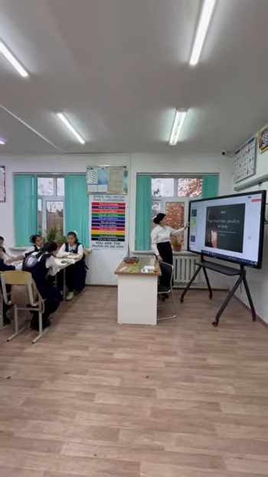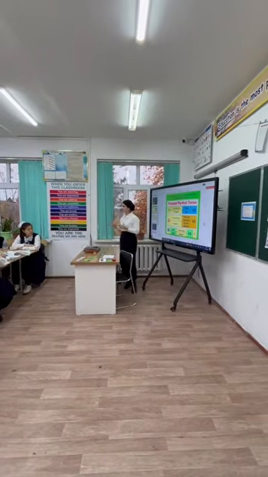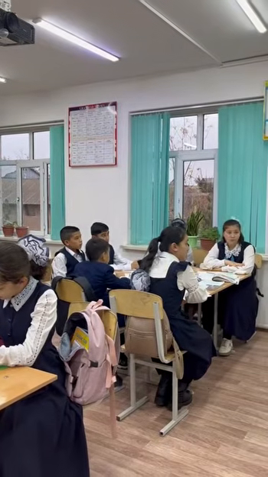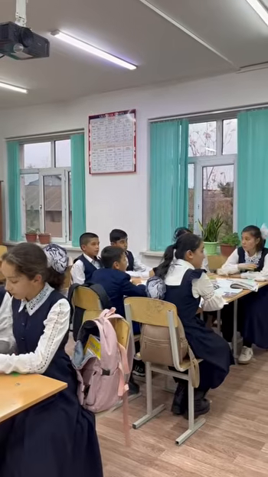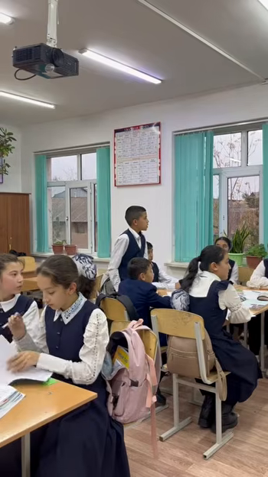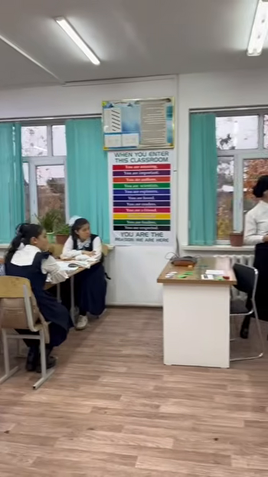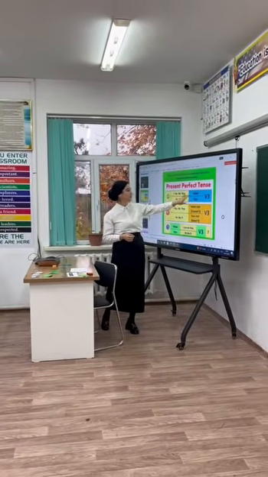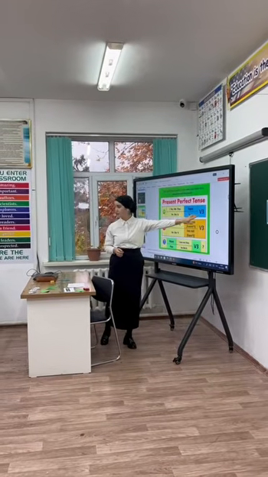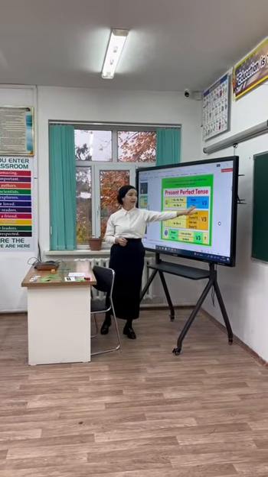Okay, at first, let's start with present perfect tense. What is it? Present perfect. When do we use it? When we do something. In this case, as you see, we use have with pronouns. With have we use pronouns I, you, we, they. And with he, she, it, we use has.